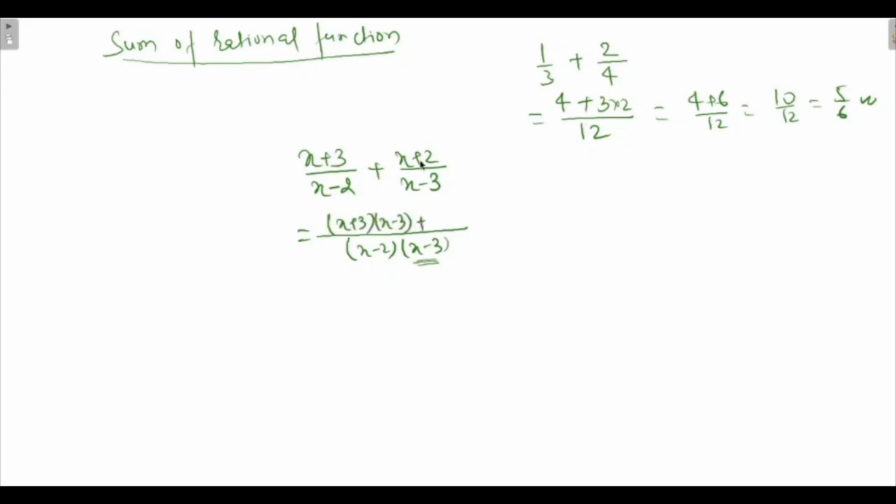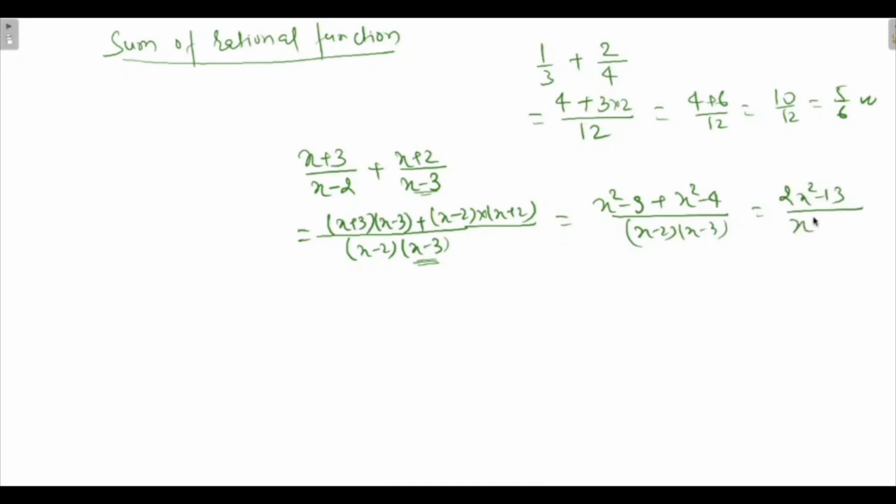And then here again I'm going to divide the LCM by x minus 3. When I divide by x minus 3, I'll be left with x minus 2. So now I'll multiply x minus 2 with x plus 2. Now when I'm doing this, what I'll get in the numerator is a plus b into a minus b, which is going to be x square minus 9. This is x minus 2 into x plus 2, I'll get x square minus 4. Then the denominator will be x minus 2 into x minus 3. And then I can write this as 2x square minus 13 divided by x minus 2 into x minus 3. I can simplify it, or I can just leave it this way. So this is the way to do the sum.